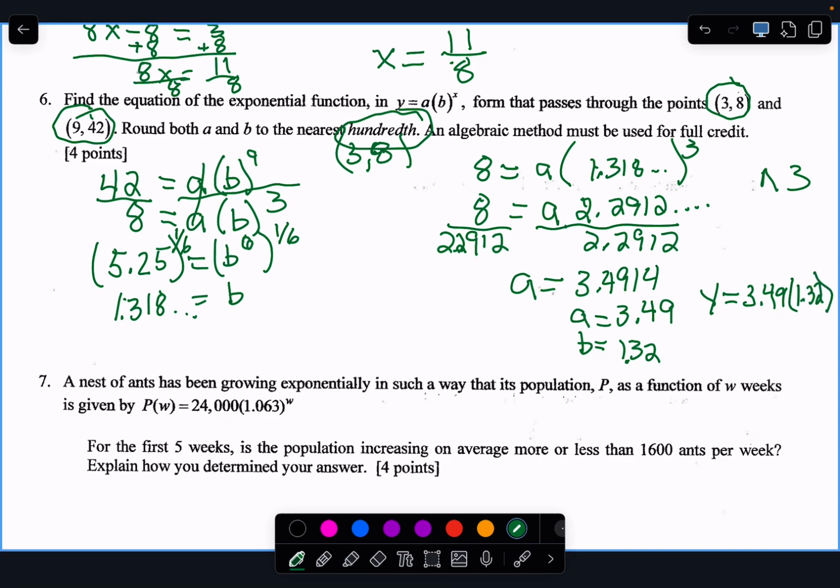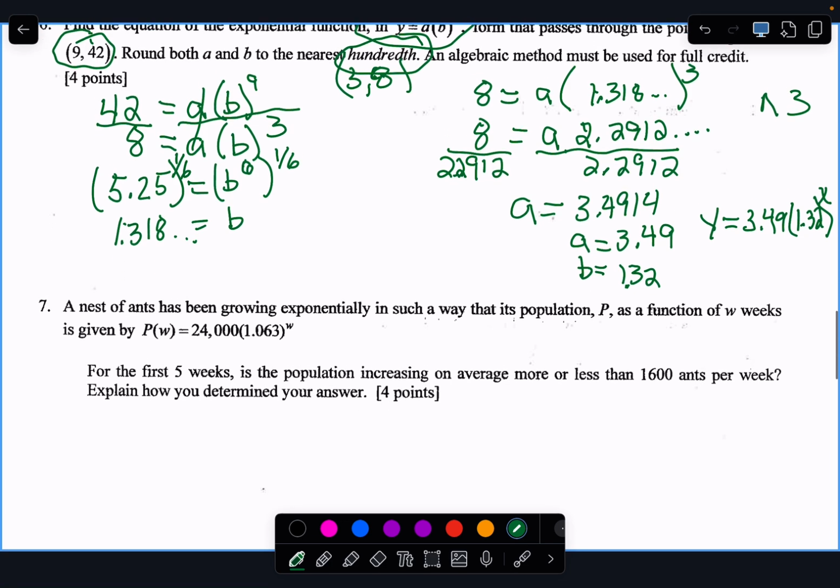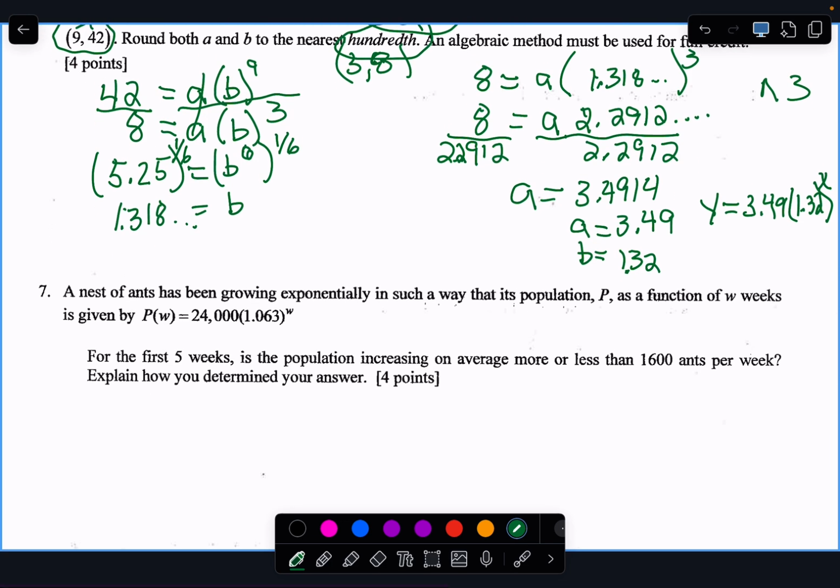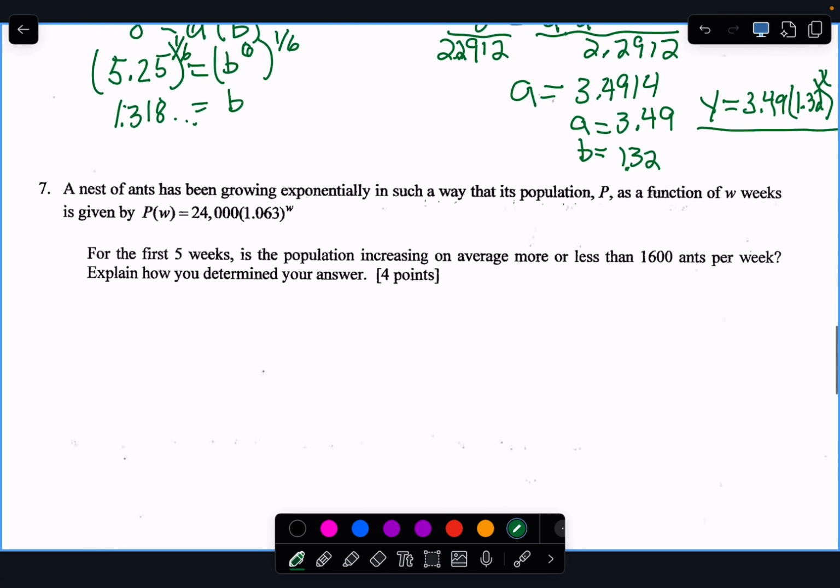3.49 times 1.32 raised to the x power, right? You have to put it in. That was the original question. Put it in this function, right? You didn't put this here? You got all the way up to here and found A and B? Yeah, make sure, because you get a point off. If it's 4 points, that's 75% of the question, and you lose 25%. Don't do that.